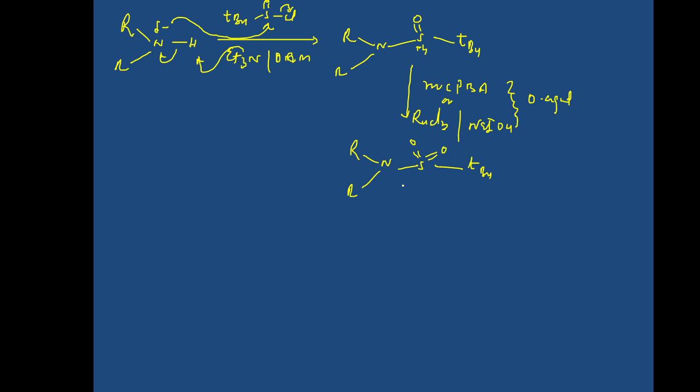Now once it is protected, we need to deprotect it. How is it deprotected? This group is deprotected by very strong acids like trifluoroacetic acid in DCM. Trifluoroacetic acid brings about the cleavage of this bond, that is deprotection. We get the amine back. And this is how the reaction can be carried out.